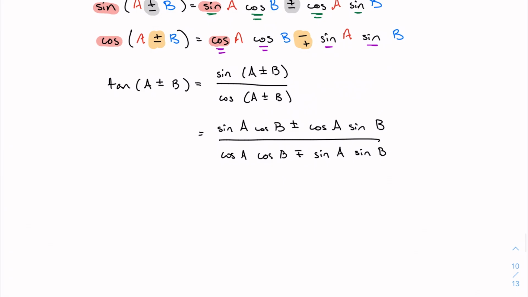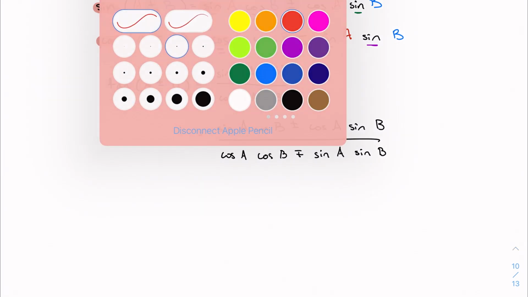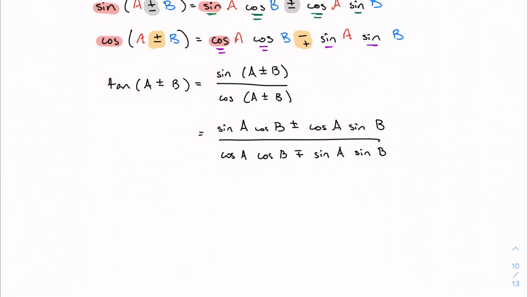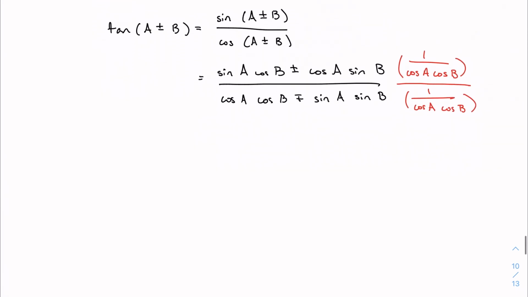And we feel like we're kind of stuck here. So the way we're going to hack this proof is to multiply each part of the fraction, or really divide it, I suppose, by cosine A cosine B, or the other way to look at this would be to multiply it by 1 over cosine A cosine B. And you might be wondering why. It feels kind of arbitrary. Yeah, well, it is. But it does help us.